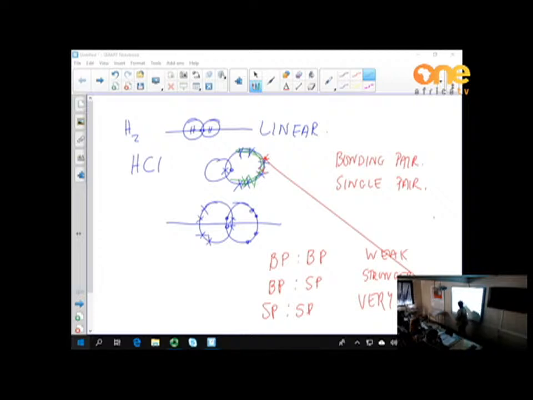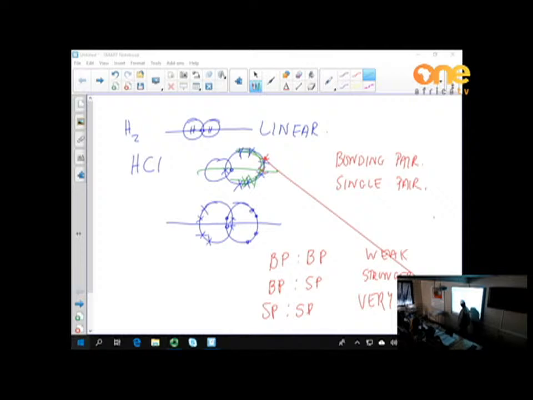Now, here I have a single pair and a bonding pair. This bonding pair is going to be repelled by one single pair, two single pairs, three single pairs. But it's weaker, so they will push it to one end of the molecule, and that's where it will stay. Do you understand that? But that is easy because we only have two atoms.